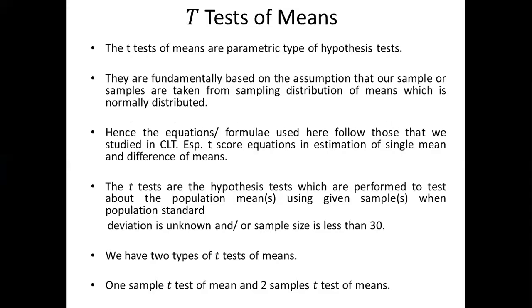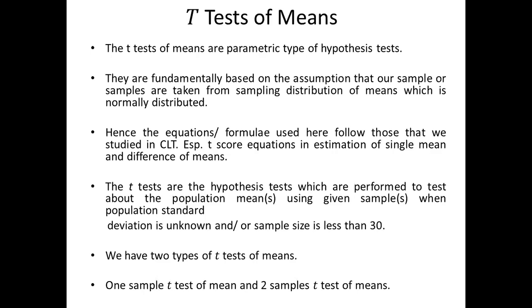Firstly, we should know what the t-tests are. The t-tests, or the t-tests of means, are a parametric type of hypothesis tests. By parametric type of tests, we mean that these are tests that depend upon certain assumptions, and those assumptions must be satisfied, must be true. Then we can actually perform these tests.